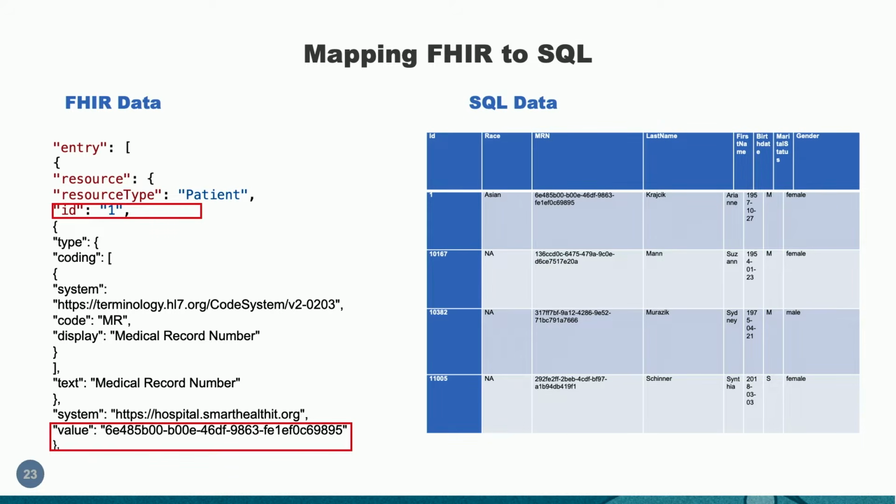After you do this, you can take that JSON and flatten it out as SQL data. So we can see here that the ID is a column in the SQL table, and one of the values is this GUID here.